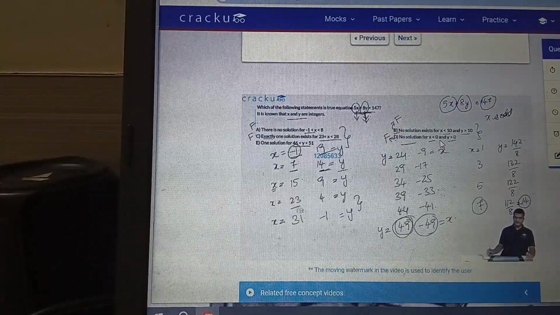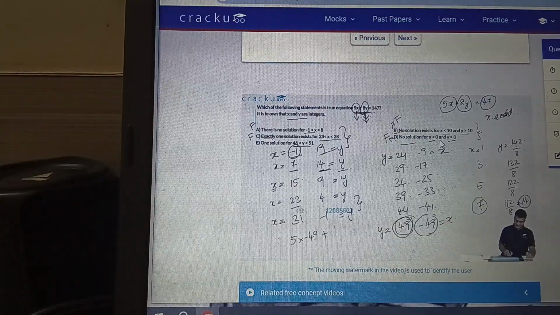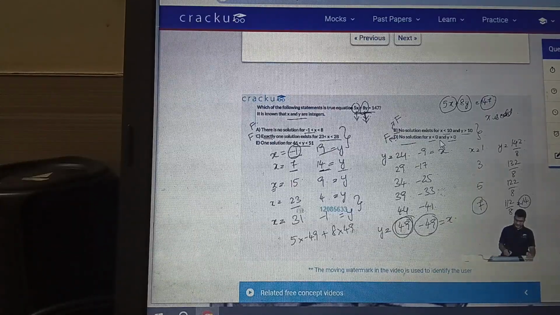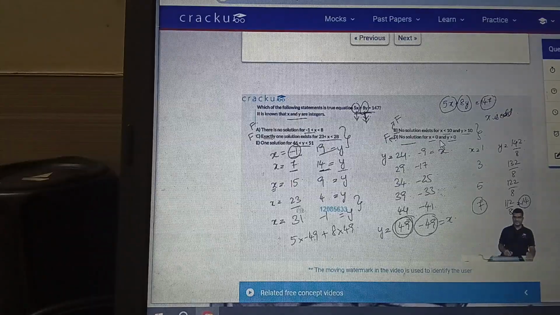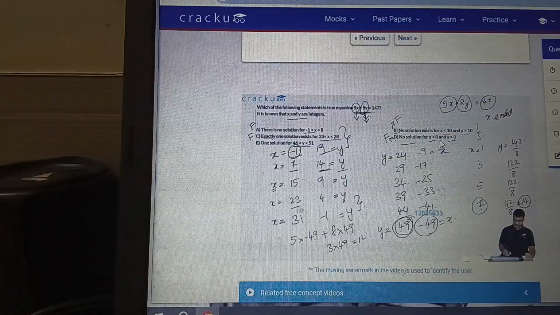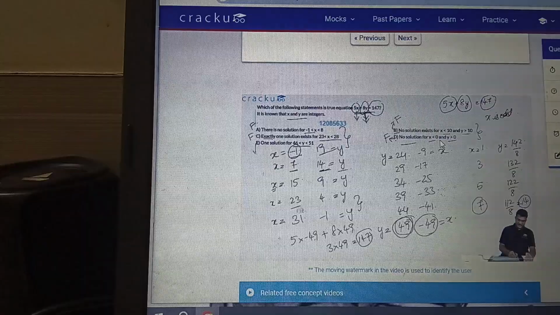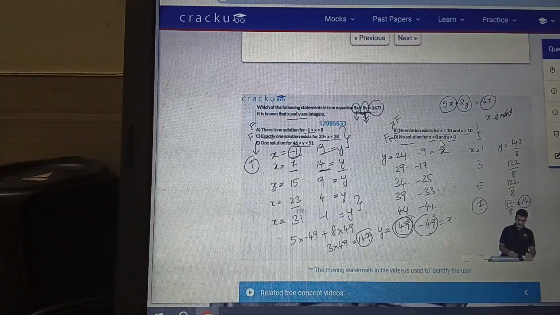Then what is the value of 5x plus 8y? It will be 5 times minus 49 plus 8 times 49. What is the value of 5 times minus 49 plus 8 times 49? This will equal 3 into 49, which is equal to 147. As you can see, this is a valid solution. So option E is true, and it will be the correct answer.